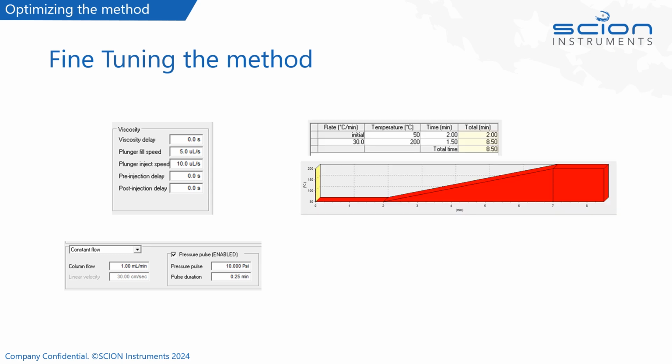So just to give a visualization of the oven ramp, here we have a really simple ramp. So we're starting at 50 degrees, we're holding it for a couple of minutes, then we're ramping at 30 to 200, and then holding it 1.5 minutes for a burn off at the end.